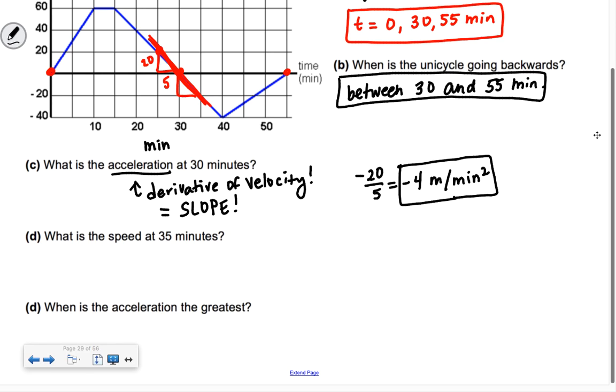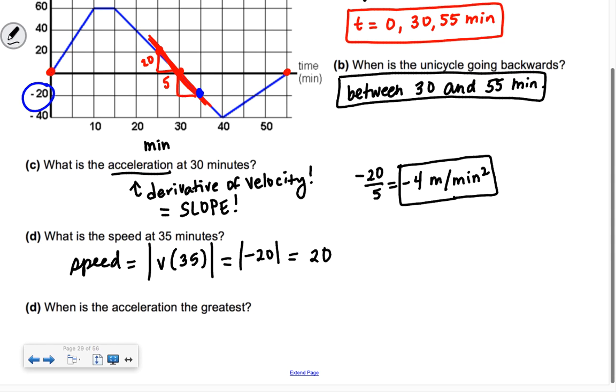Absolute value of velocity. So we're finding the velocity at 35 minutes, and then we're going to make it positive. So if it's negative, make it positive. At 35 minutes, we are right here on our graph. Our velocity is negative 20. So we're going to say negative 20, but then it's in absolute value. So it's 20, and our units are just like velocity, meters per minute.